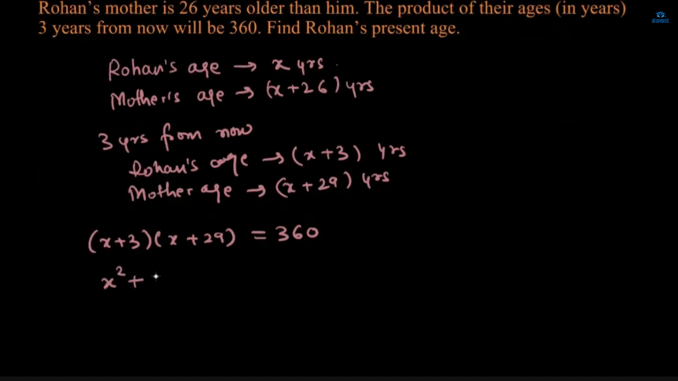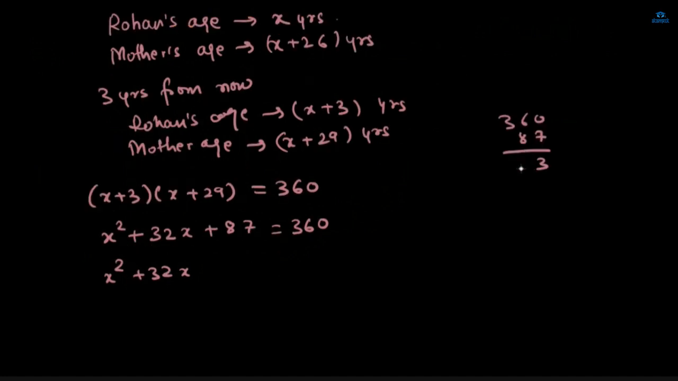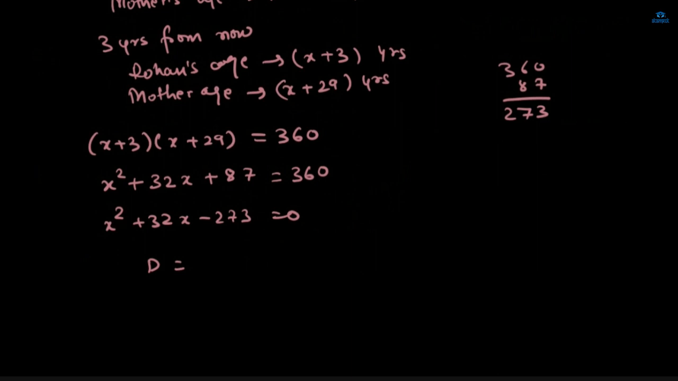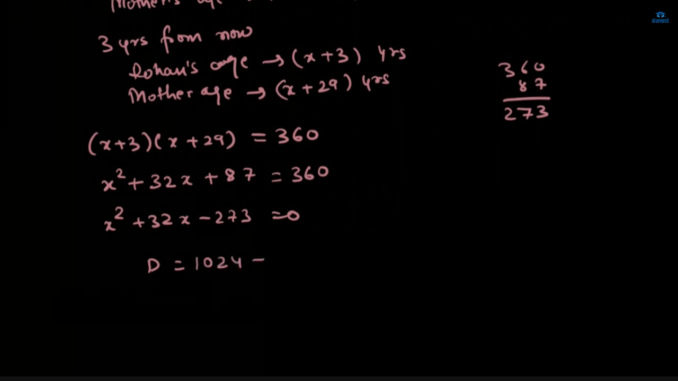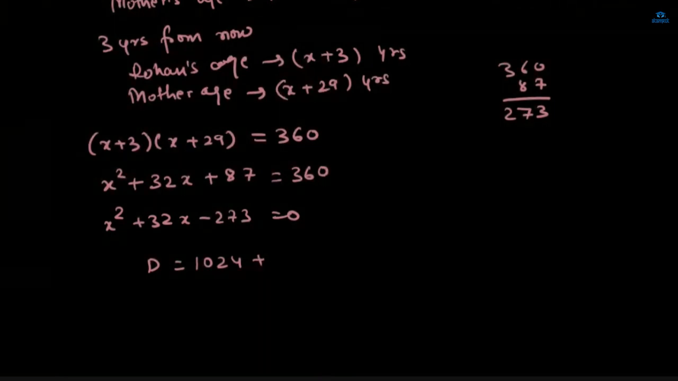Up to this, is it correct? Yes, ma'am. 29 plus 3, how much is it? 32. It'll be x square plus 32x. 3 nines are 27, 3 times 2 is 6, so 87. Then D is b square minus 4ac. 32 square is 1024, minus 4 into 87.